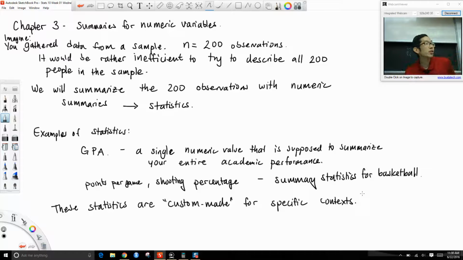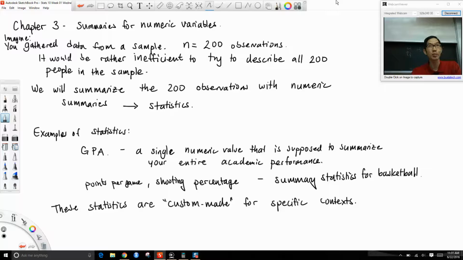It wouldn't make sense to try to calculate the GPA for a basketball player. Okay, I mean, unless that basketball player is in school. There's no sense in trying to calculate a GPA of an NBA player who is not in school taking classes. It just doesn't make sense. All right, so these are all custom-made for a certain context. GPA is for an academic context for students taking classes. Shooting percentage, well, that's any game where shots are taken, but for basketball it's relevant. You have passer rating for football, and you have whatever it might be.